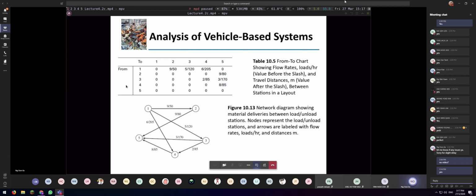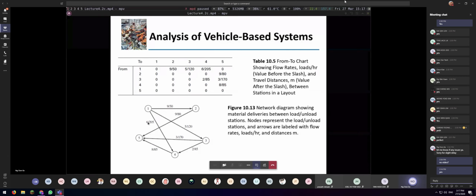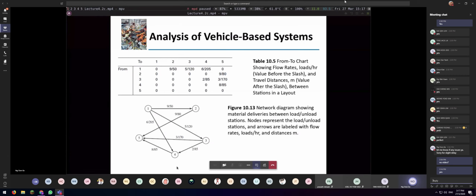You can also have a network diagram. From 1 to 2, there are 9 deliveries an hour and 50 meters. From 1 to 4, there are 6 deliveries an hour, 205 meters. These two show us the same information in a different format, and this can be useful for planning. In the top one, the from-to chart, you get a better idea of the numbers involved. But in the network diagram, you get a better idea of the directionality.